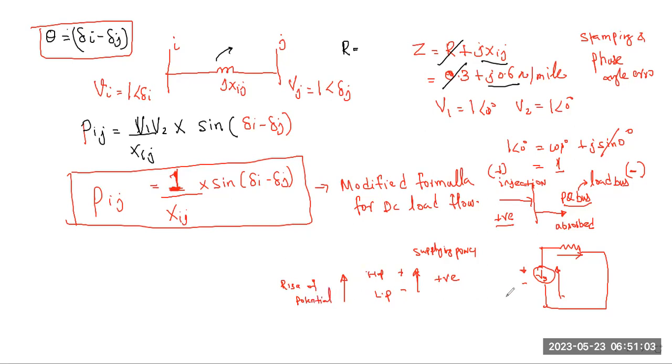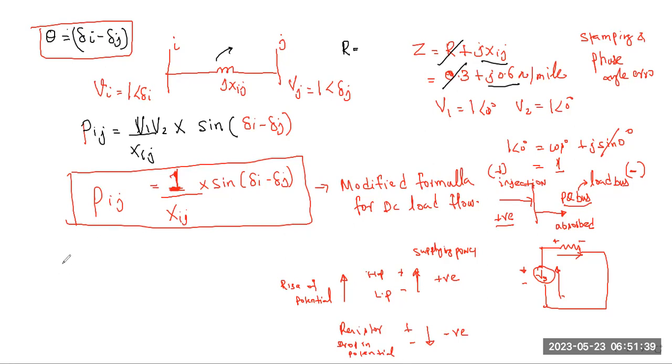Now across the resistor, you again see this is plus and this is minus, and the current is moving from plus to minus. So there is a drop in potential, and this drop in potential is taken as negative. Similarly, injection is like supply, and when power is moving away from the bus, it is absorption.